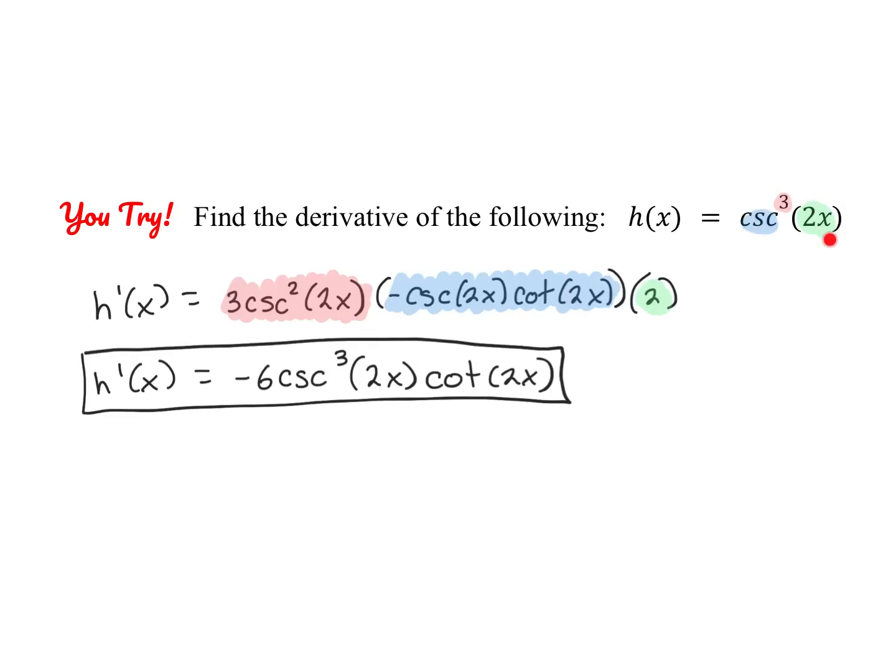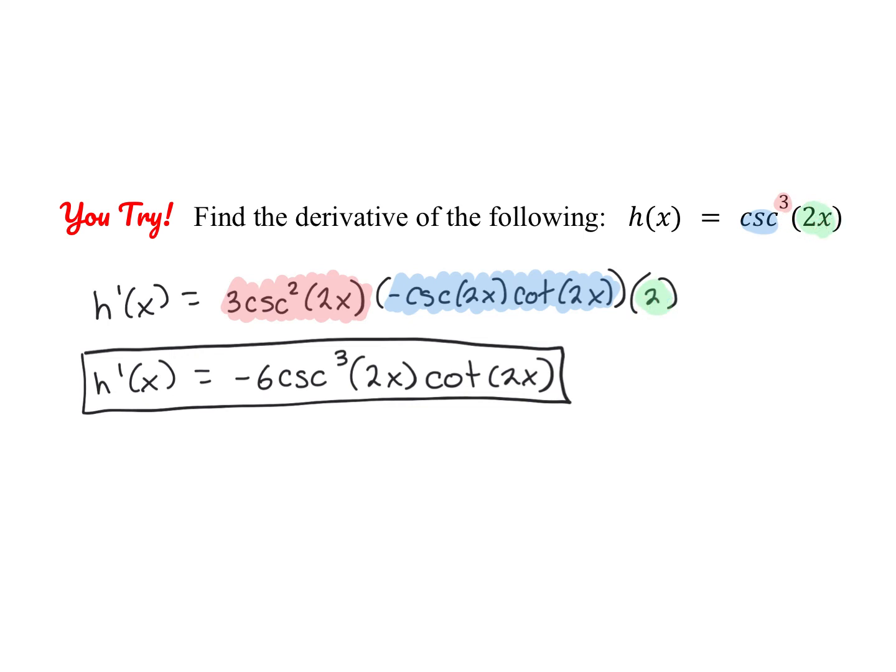So again, we have a composition of 3 functions. That outermost function is actually the cubic function, so we'll use our power rule. So you'll notice that the 3 moved to the front and our exponent decreased by 1. And then our next innermost function would be our cosecant function. And the derivative of cosecant is negative cosecant cotangent. But notice it stayed 2x on the inside. And then we could take the derivative of our innermost function, that linear function, which is just 2.